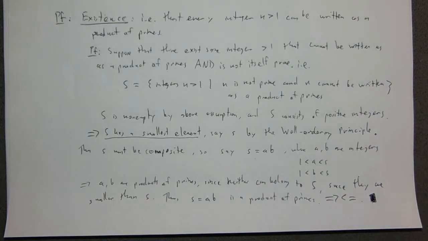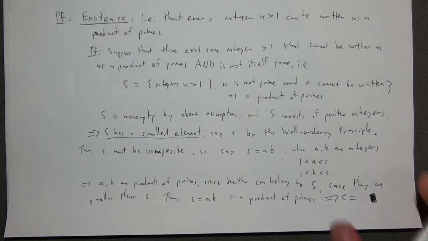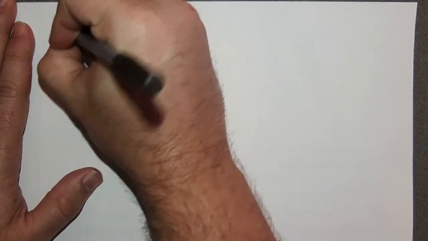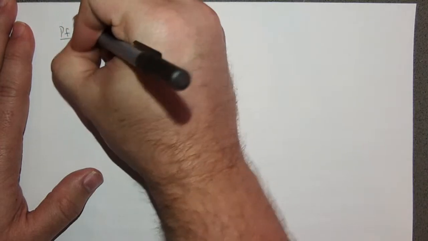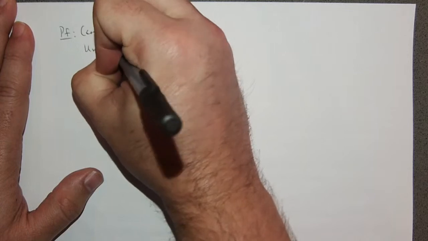So we're almost done with the fundamental theorem of arithmetic. We need to show the uniqueness bit. That is, we need to show that this expression as a product of primes can only happen in one way. And in a way, this is really the most important part of this theorem. So the proof is continuing here. This is uniqueness.